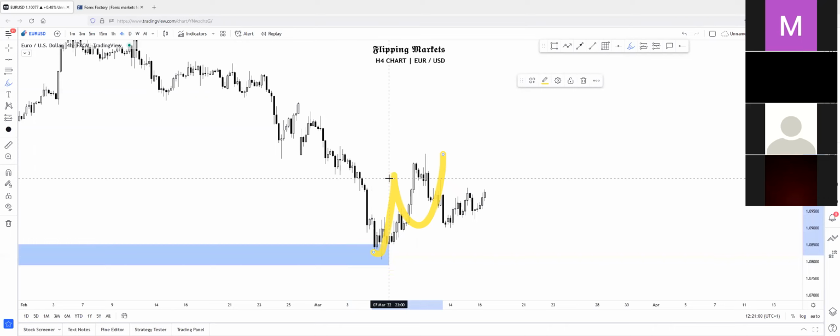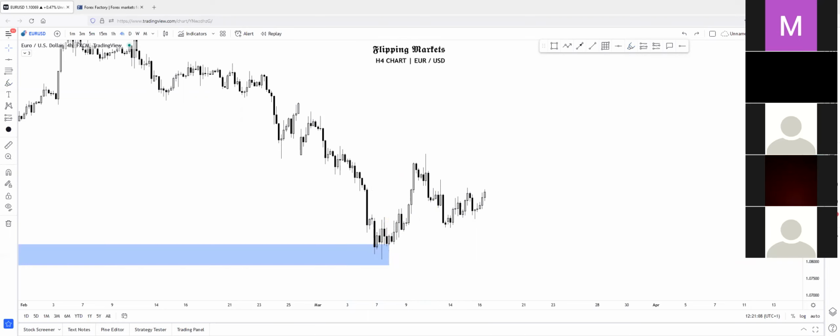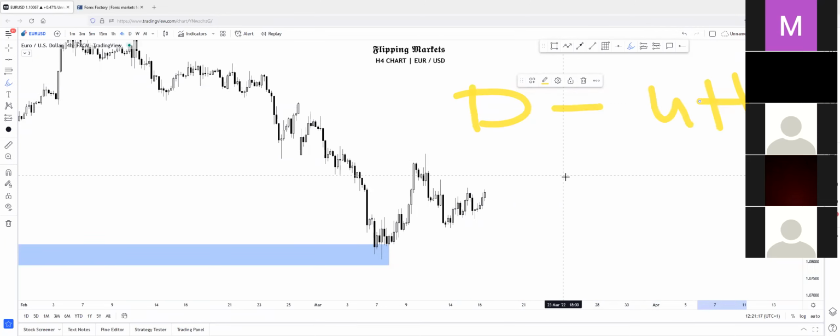The 4-hour chart can be confirmed with what? I'm asking you guys. The 15-minute chart. 15 minutes. Exactly. The 4-hour chart can be confirmed with the 15-minute chart. So let me just write it down here. The daily chart can be confirmed with the 4-hour chart. These are pairs. These are golden pairs. The 4-hour chart can be confirmed with the 15-minute chart.